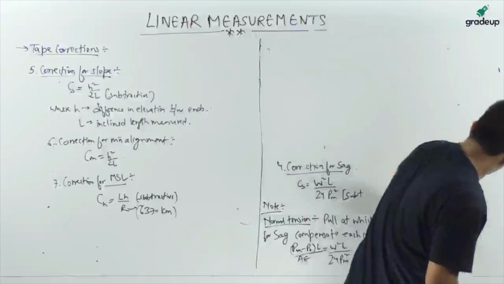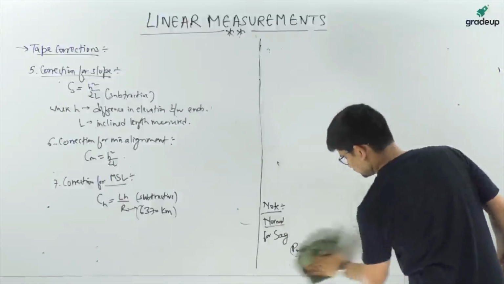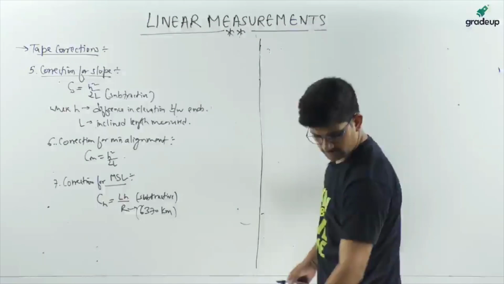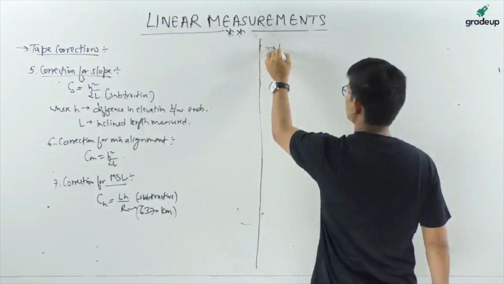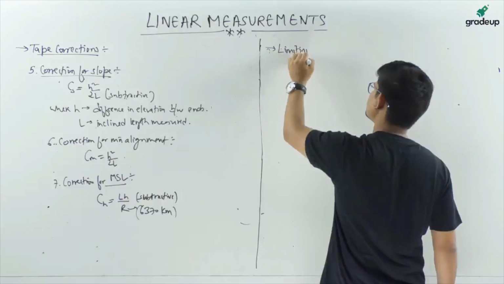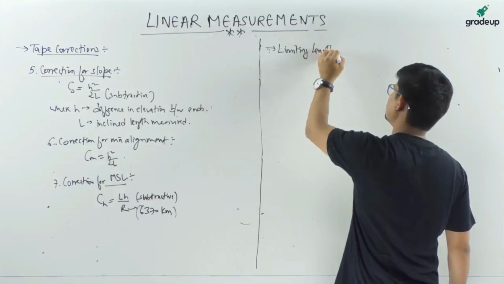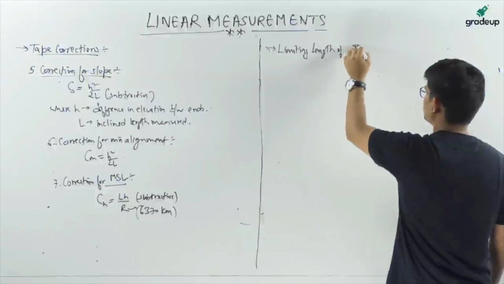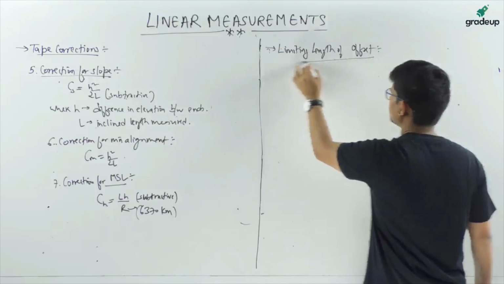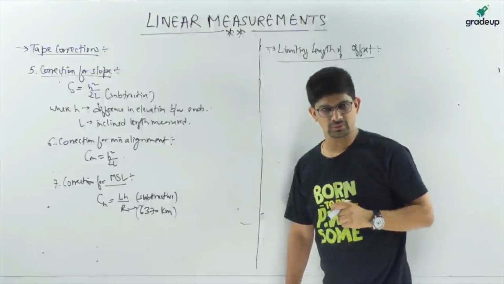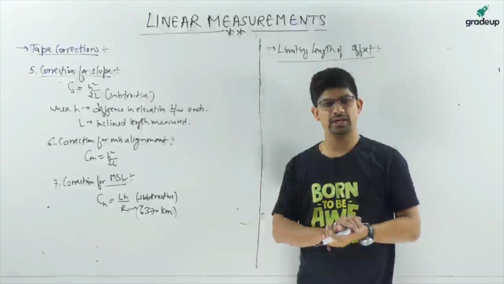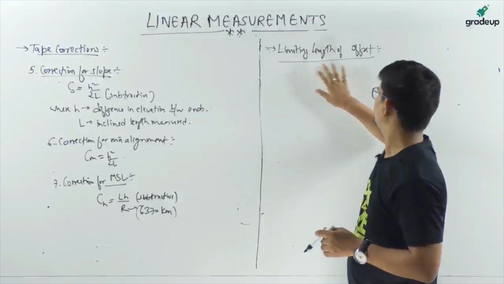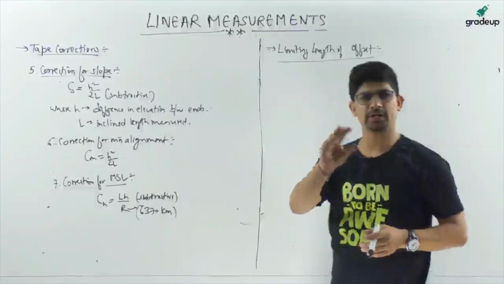Now, there is one small thing left, that is limiting length of offset. Offset, I have told you what are offsets. The maximum length of offset is not unlimited. You cannot measure infinite distance of offset. So, there is a certain length which is to be restricted in order to ensure the accuracy. The more the length you measure, the greater will be the error. So, in order to limit the error, there is a value of limiting length of offset. Offset is limited to a particular length.